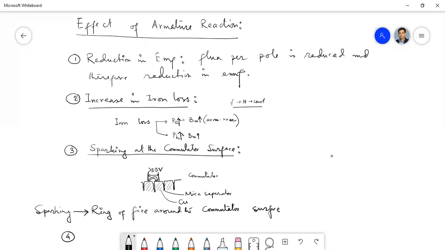So one cause of sparking is the delayed commutation, because if we switch off any circuit before the current goes to zero, then there is every possibility of sparking. That I think you know.